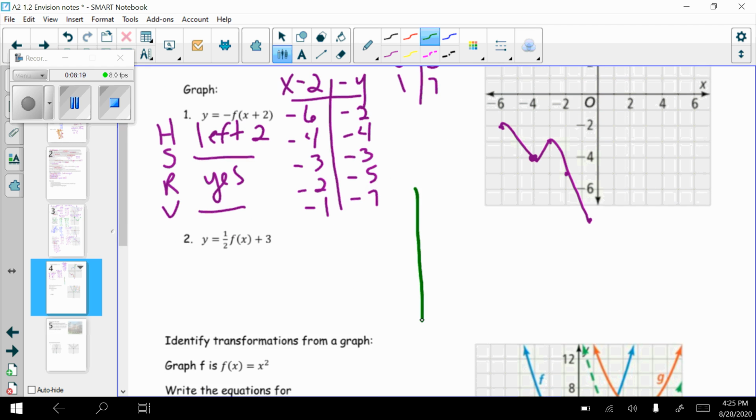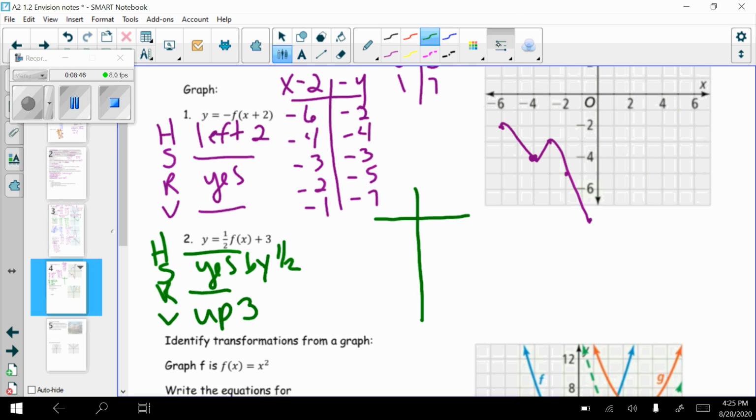Again, we're going to make a new XY table, identify H, S, R, and V. The H, I don't have anything in parentheses with X, so that's not going to change. I do have a stretch or a shrink because I have 1/2 out front, so this is yes by 1/2. There's no negative, so there's no reflection. There is a +3 at the end, so up 3.